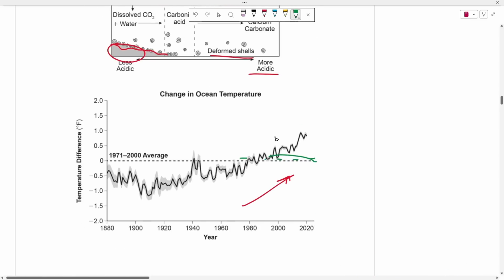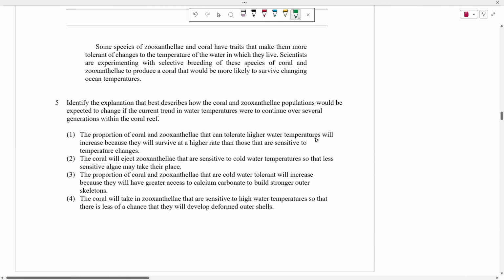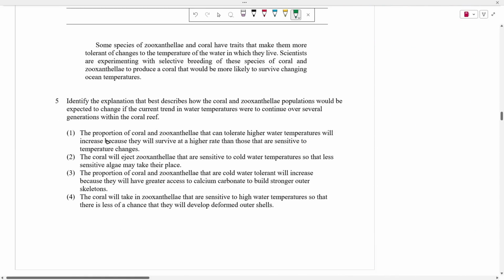So if the temperature of the water continues to increase, what's going to happen? Well, number one, the population or the proportion of coral and zooxanthellae that can tolerate higher water temperatures will increase because they survive at a higher rate than those that are more sensitive to temperature changes. This is the correct answer, right? Luckily, it was choice number one, but really think about this, right? If the temperature increases, the organisms that are super sensitive, that will die off at the slightest increase of temperature, will all be dead. And the only remaining coral and zooxanthellae that will be present are the ones that are super resistant to temperature changes.